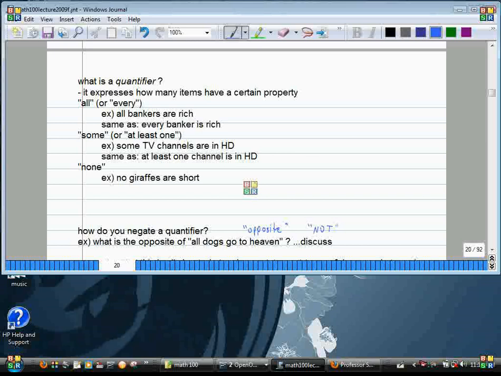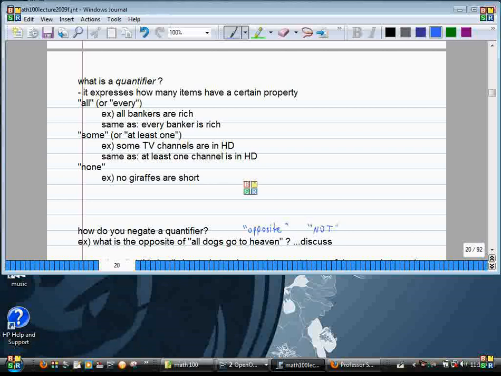Just because, and this is another thing where logic is different from English. In English, when you say some do, you're implying that some don't. In logic, that's not the case. Strictly speaking, the definition is at least one. It's not making any statement about whether all do, or it's not making a statement about all. All is still possible.